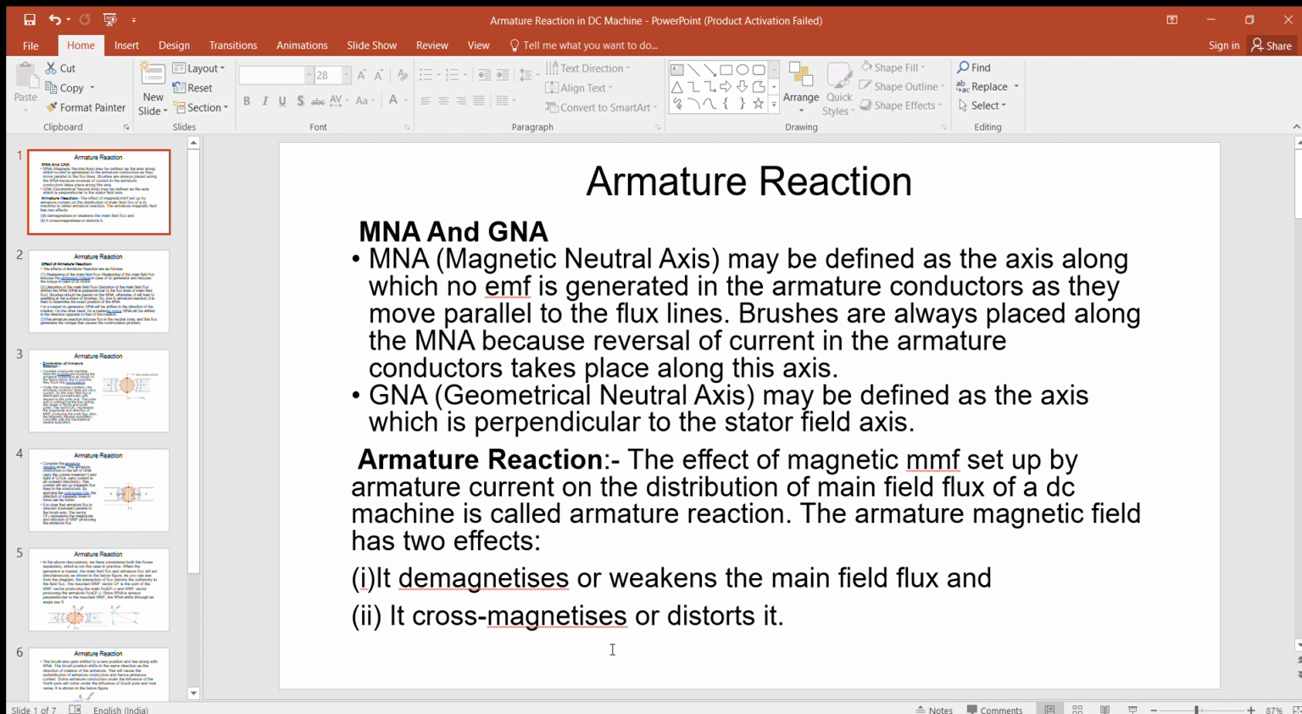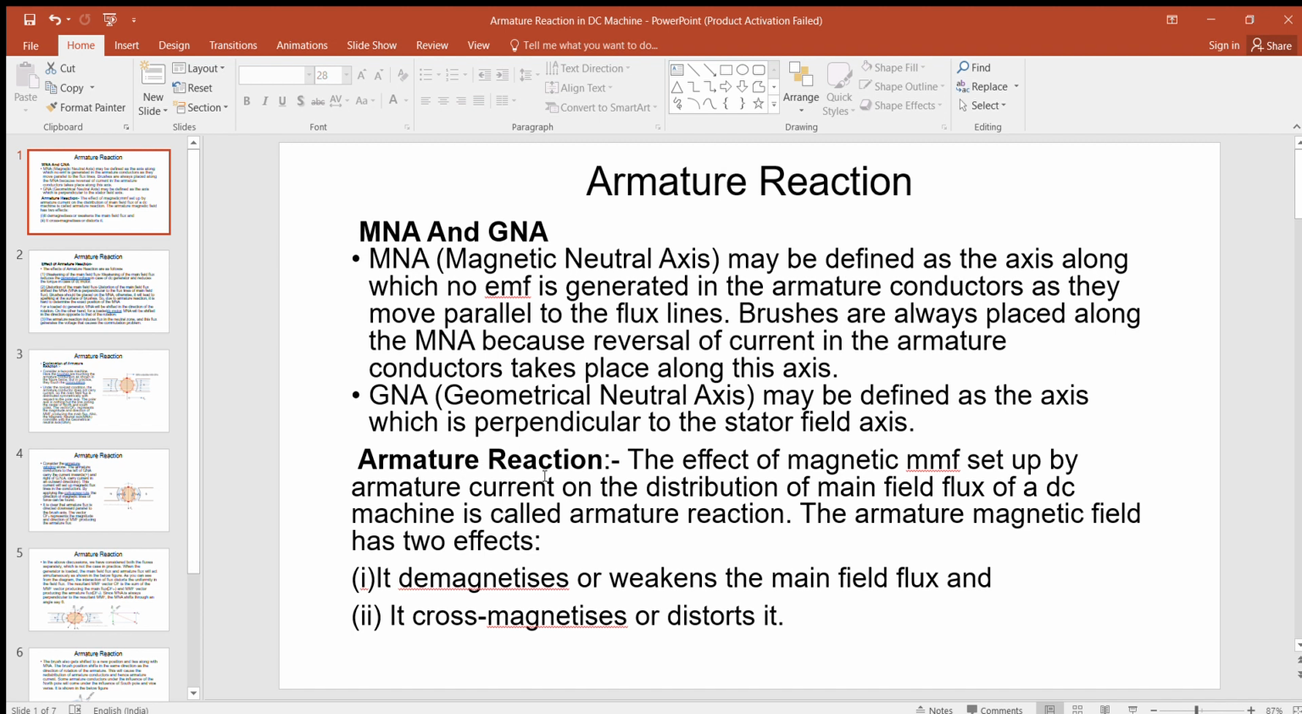Here we see, first of all, we discuss about the magnetic neutral axis and geometric neutral axis. Magnetic neutral axis, also called the MNA, may be defined as the axis along which no EMF is generated in the armature conductors as they move parallel to the flux lines. Brushes are always placed along the magnetic neutral axis because reversal of current in the armature conductors takes place along this axis. Geometric neutral axis or GNA may be defined as the axis which is perpendicular to the stator field axis. Now we come to the armature reaction.